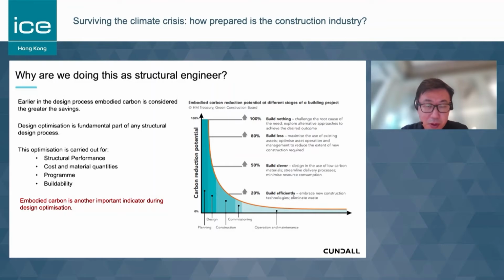Because as the nature of our job, structural engineers look at the design from the beginning, trying to look at structural performance, cost, material quantities, program impact, and buildability. Embodied carbon is naturally just another important indicator during design optimization. On the right-hand side, you can see that if we look at this indicator during the planning and design phase, we would have a huge contribution to the overall life cycle carbon of the project. So it's no wonder we should be doing that.